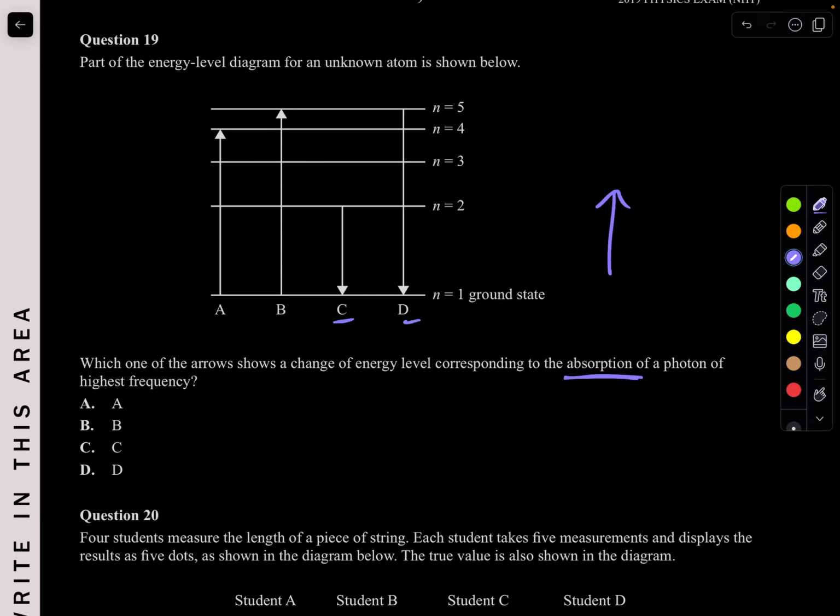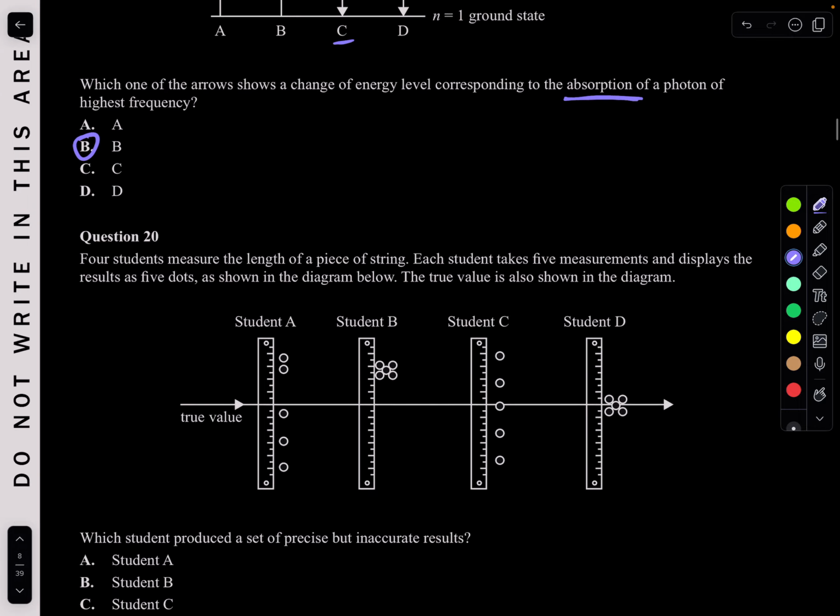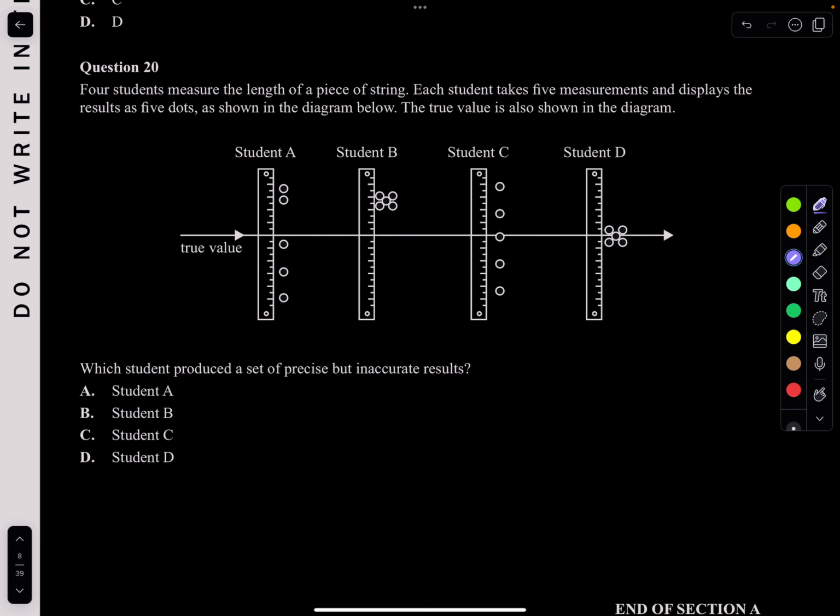C and D are wrong because they are releasing energy as they're going downwards. A and B are great. They are absorbing, but B has a higher frequency because it's taking more energy. It's absorbing more energy. So B is your answer. Beautiful. Last question. 4 students measure the length of a piece of string.